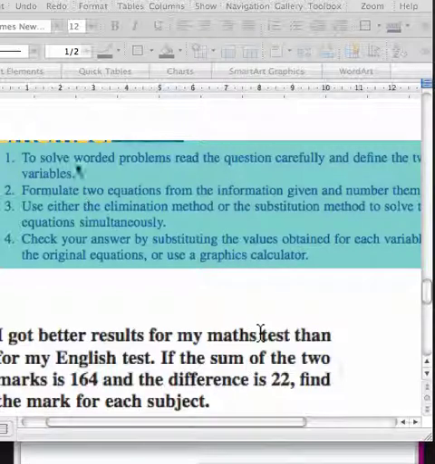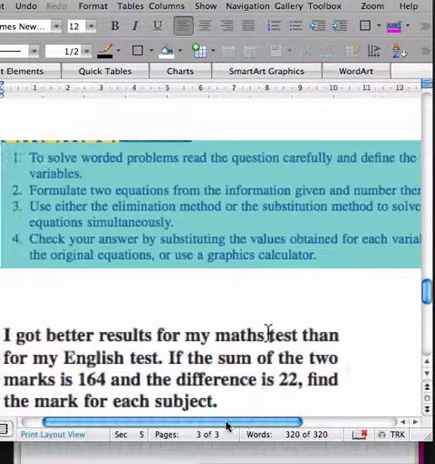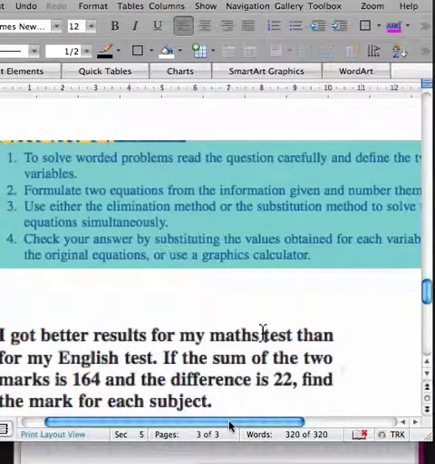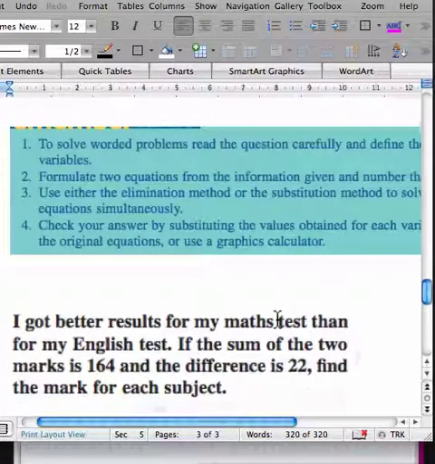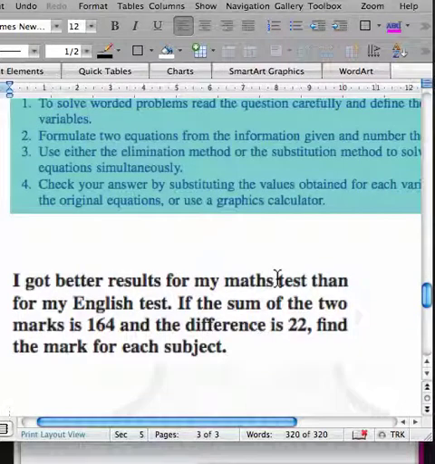So we've defined our two variables. Next step is formulate two equations from the information given and number them. So we've got to find two equations from the information given to us and number them, as in equation 1 and equation 2. Let's have a look. The first sentence says, I got better results for my maths test than my English test. At this stage, there is no information that can give us an equation. Let's read the next sentence.